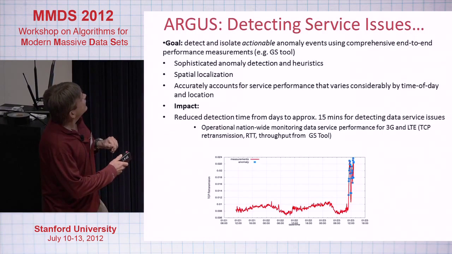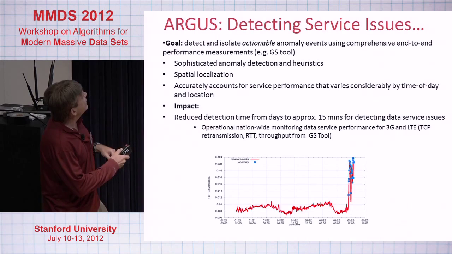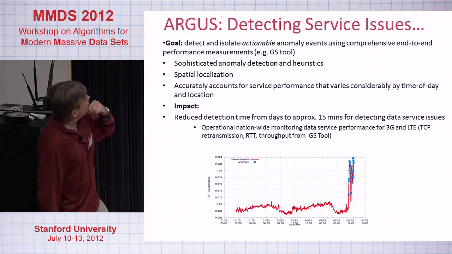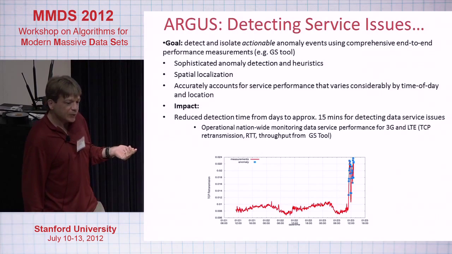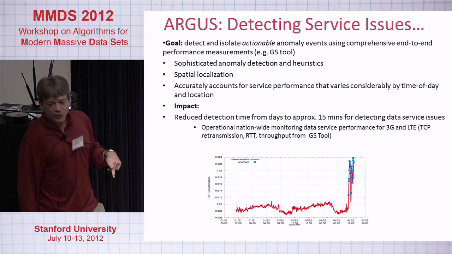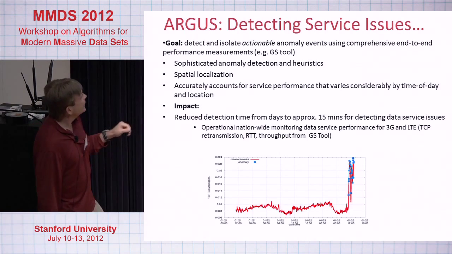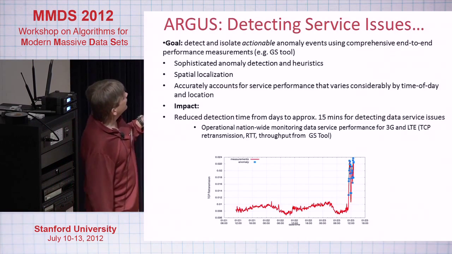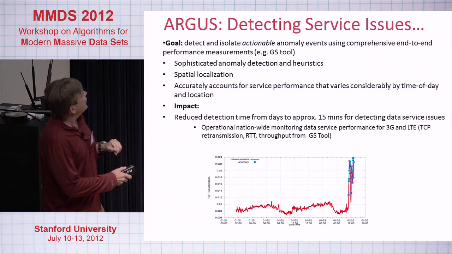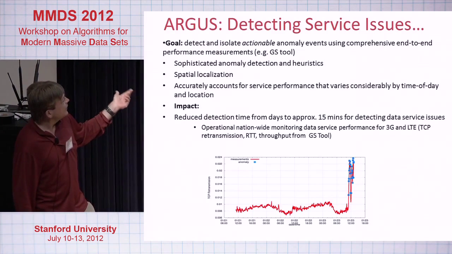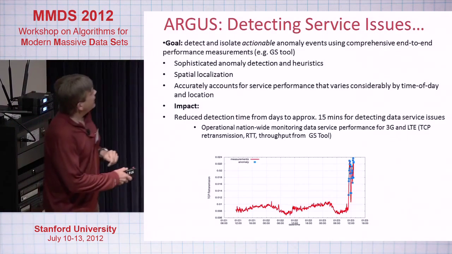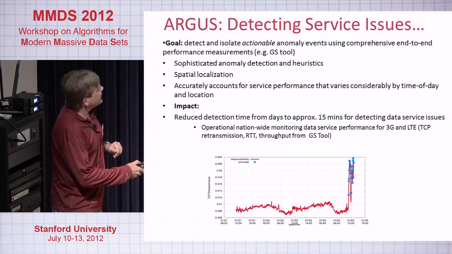What we're going to be doing is looking at performance measurements from a deep packet inspection tool called GS Tool. This used to be called Gigascope. This is a project I worked on a few years ago. It's relatively mature now. And we want to collect things like TCP retransmission rates, round trip times, and throughput, and we want to plot them and then look for anomalies.